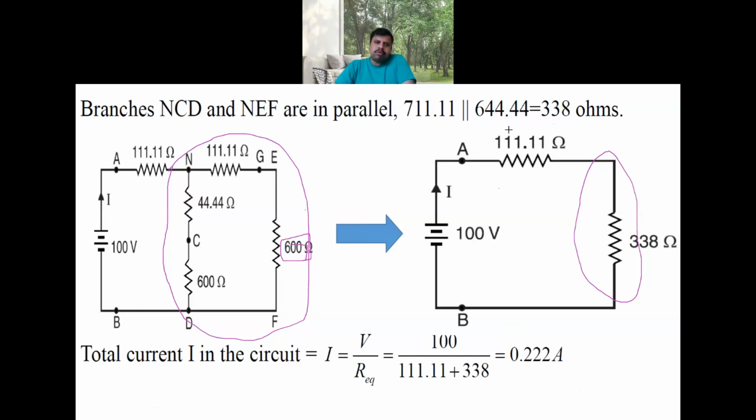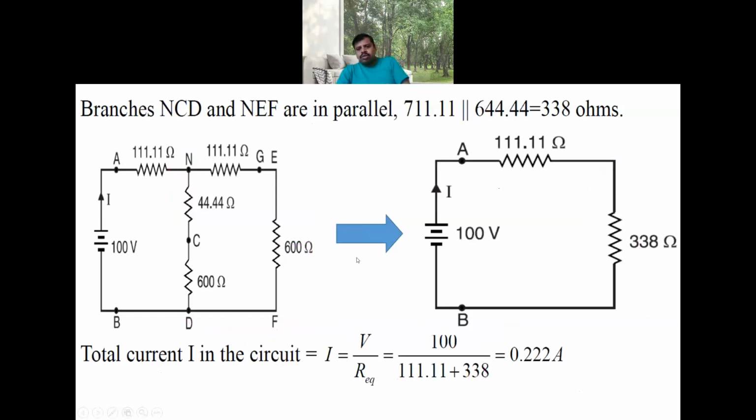So now the total current flowing through A is given by total voltage divided by total resistance. Clear? You will get the total current equal to 0.222 amperes. Now, once you have this current, you can apply here the current division rule.